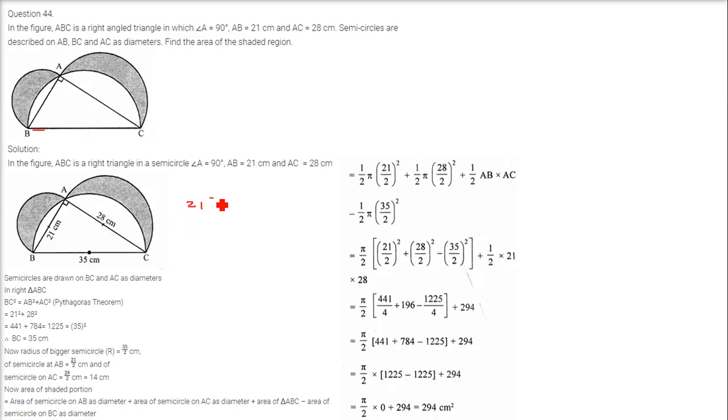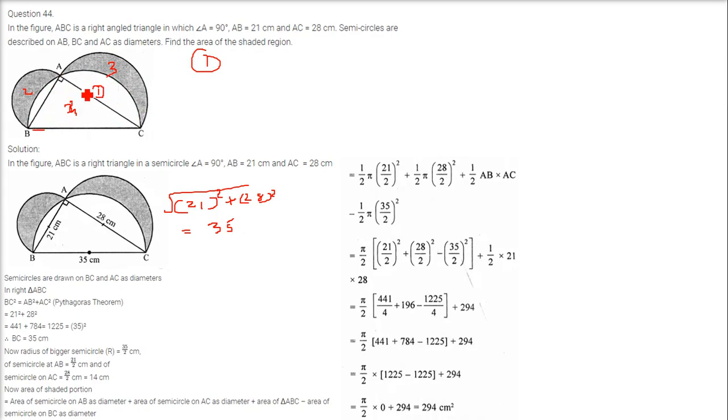So this length will be 21 square plus 28 square. I'm using the Pythagoras theorem. And this is going to be 35. Let me just give the names. Let us say that this is the longest one, or you can say the highest area one, semicircle 1. Then we have the area of the second one, then the third one, and then a triangle, the fourth one.